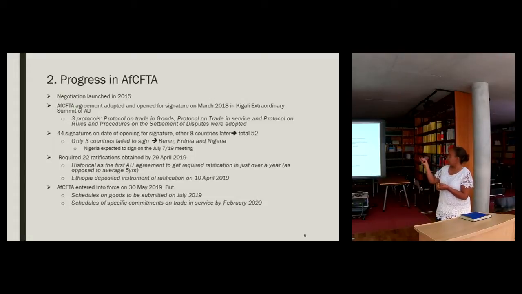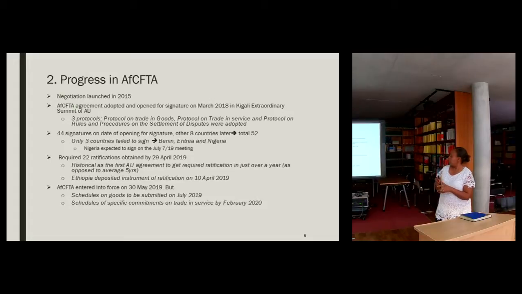That was somewhat successful in that the agreement was adopted and it was open for signature in 2018. Together with that framework agreement were 3 protocols: the protocol on trade in goods, the protocol on trade in services, and the protocol on the settlement of disputes. So all those were signed. These are a kind of single undertaking. They came together with the framework agreement.